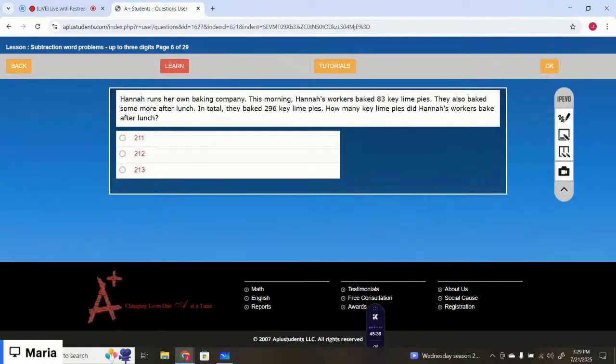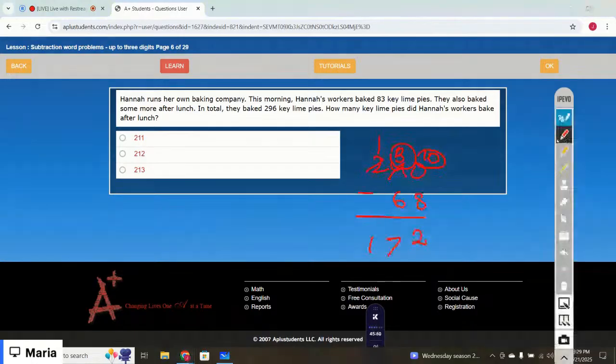Hannah runs her own baking company. This morning, Hannah's worker baked 83 key lime pies. They also baked some more after lunch. In total, they baked 296 key lime pies. How many key lime pies did Hannah's worker bake after lunch?